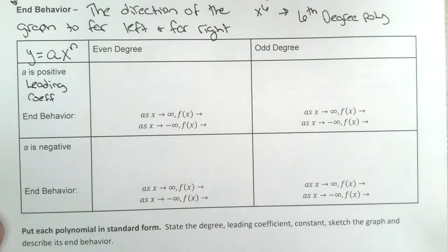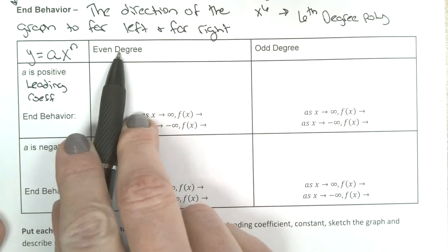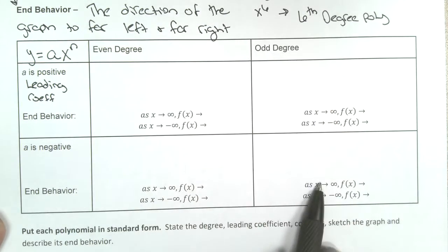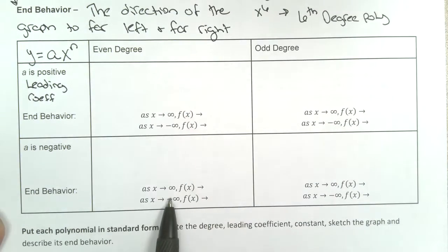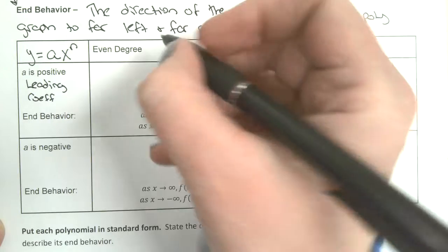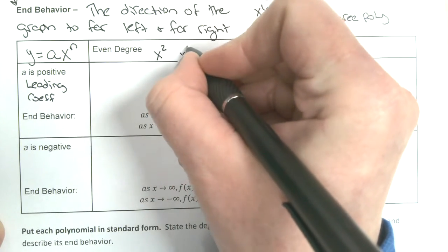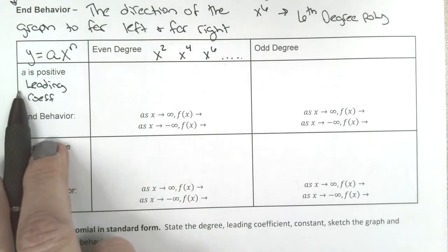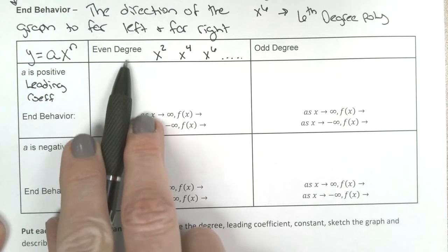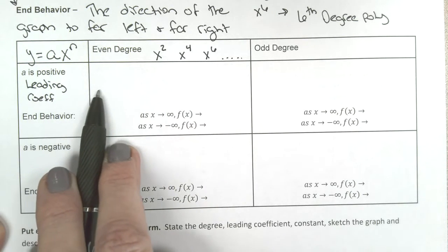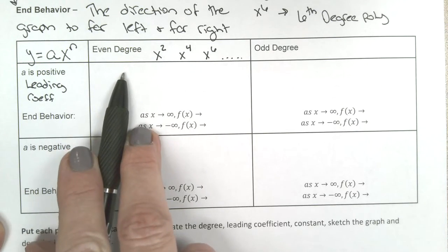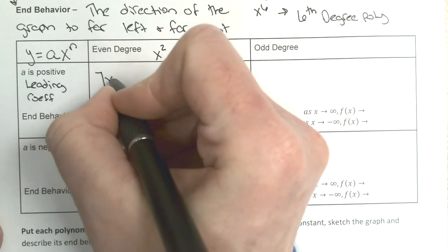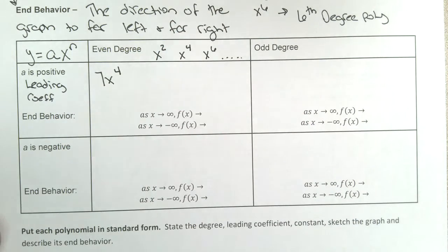So hopefully you remember from looking at Desmos, when the biggest exponent was even, it had a certain look, versus when it was odd, it had a certain look. So if your degree is even, like x to the second, x to the fourth, x to the sixth, etc. All right, so we're going to match up this row and this column. We're going to assume that your leading coefficient is a positive number and your biggest exponent is an even number. So let's say we're working with 7x to the fourth.